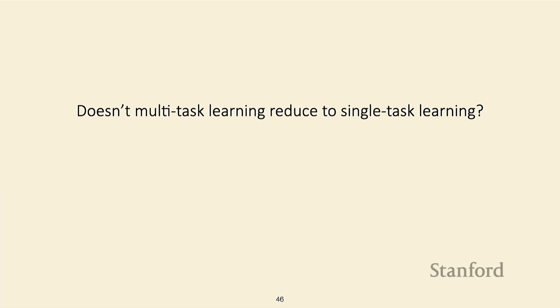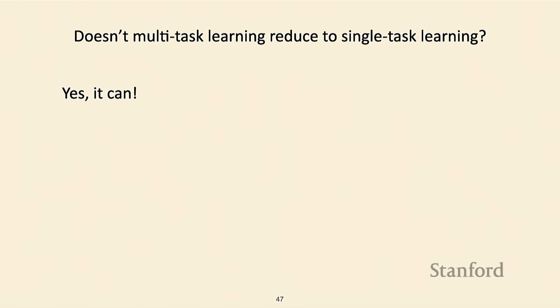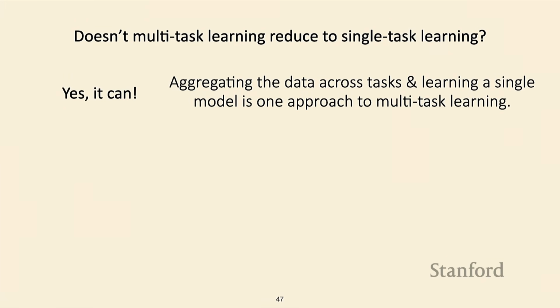Now, one question that came up earlier is, doesn't multitask learning reduce to single task learning? So one thing that you could do is you could say you have a data set for each task, D_i, and you have a loss function for each task, L_i. Can you basically sum up your loss functions, combine your data sets to create a data set and a loss function, and then you have a single task learning problem where you have one data set and one loss function? So are we done? So in some sense, it can reduce to single task learning. And aggregating the data across tasks and learning a single model is one very viable approach to multitask learning.